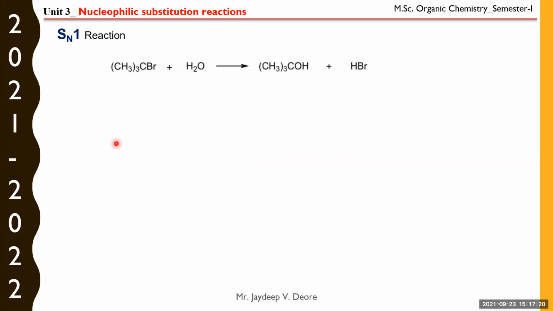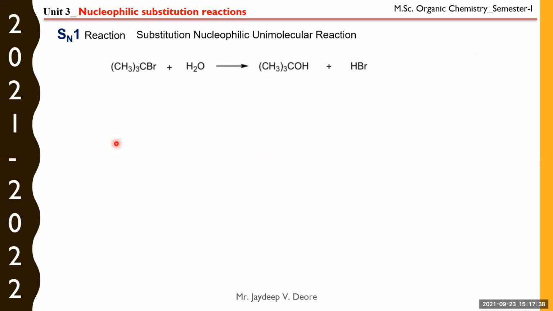So now let us consider the SN1 reaction. SN1 stands for the substitution nucleophilic unimolecular reaction. Here I am going to consider the hydrolysis of tertiary butyl bromide. This is the best well-known example. We are going to hydrolyze that particular molecule in presence of water.